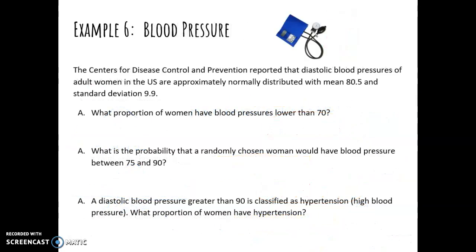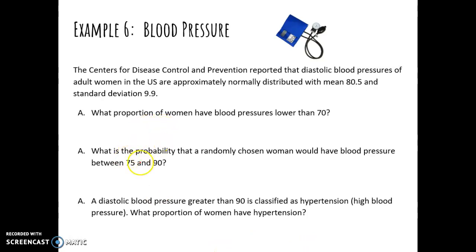Here's another one with blood pressures. The Centers for Disease Control and Prevention reported that diastolic blood pressures of adult women in the U.S. are approximately normally distributed with a mean of 80.5 and a standard deviation of 9. What proportion of women have blood pressures lower than 70?